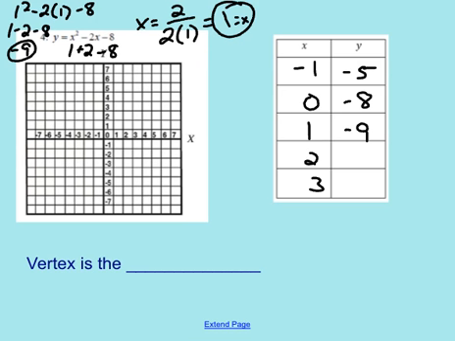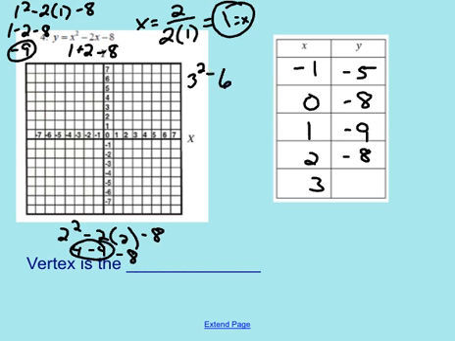One thing to do is you can check and make sure you did them right. So I get 2 squared minus 2 times 2. So that's 4 minus 4. So that's going to go to 0. This is definitely negative 8. Right? Negative 8, negative 8. This goes to 0, negative 8. And then 3 squared minus 6 minus 8. 9 minus 6 is 3 minus 8 is negative 5.